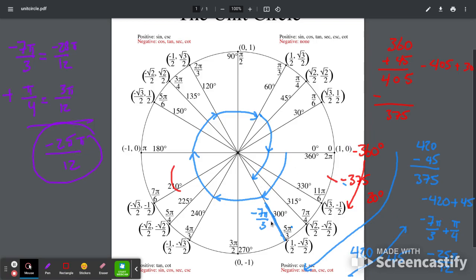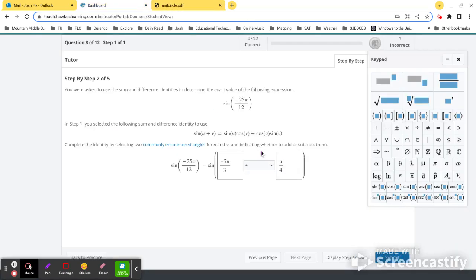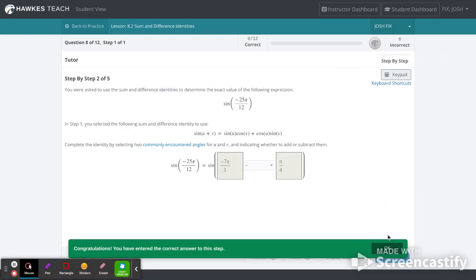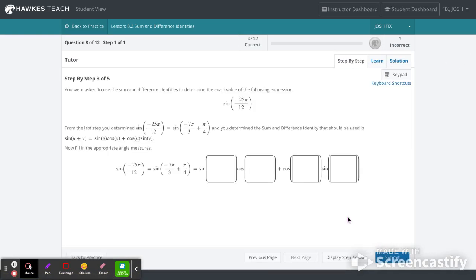All right, so now kind of keep moving forward. We go back to our problem. We got those plugged into our formula. We hit submit. All right, let's see what we got next. So now we're actually going to break it up. We know that in this particular case we have this formula. So if we have the sine of u plus v, in this particular case, this is our u, and this is our v. So just a little side note right here in case we lose this. Our u is going to be our negative 7 pi over 3, and our v is going to be pi over 4. Sorry about that. It's not over 4, it's over 3.